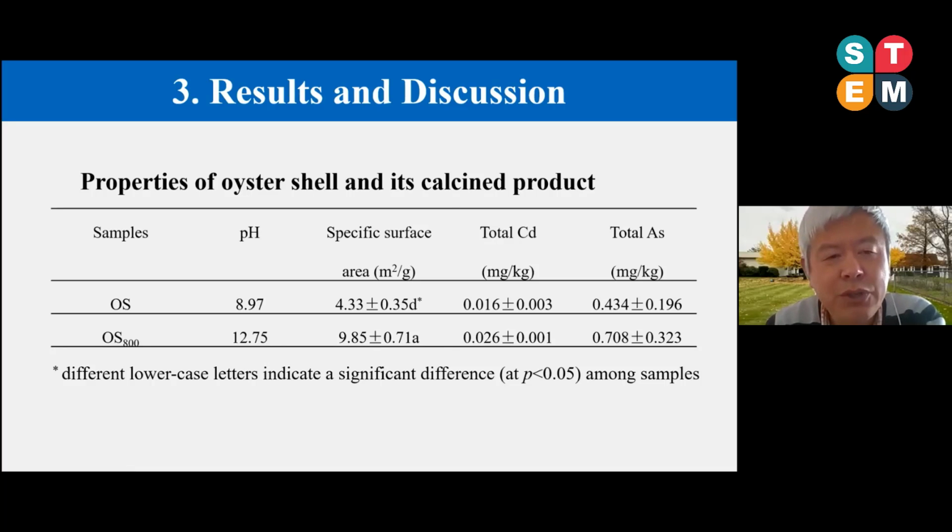So this table shows the chemical and physical properties. The oyster shell before heating had a pH close to 9. After heating, the pH increased a lot, 12.75. And the specific surface area slightly increased. And we also measured the cadmium and arsenic content of this material itself. Of course, we have to determine it to make sure the material itself is safe to be added into soil. Their concentrations are way below the national guideline limit. So the material itself could be used in soil.